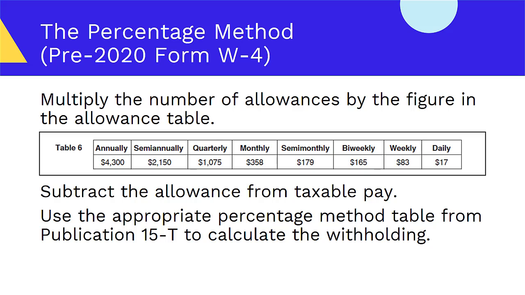So that was the wage bracket method using the wage bracket table. There was also the percentage method and the pre-2020 Form W-4. How that was done was to multiply the number of allowances by the figure in the allowance table. Here on the slide, you see Table 6, that's the allowance table. You multiply the allowances by the figure in the table, and then you get that figure. You subtract the allowance from taxable pay. That's the percentage method from pre-2020.